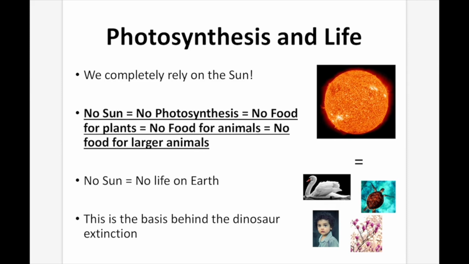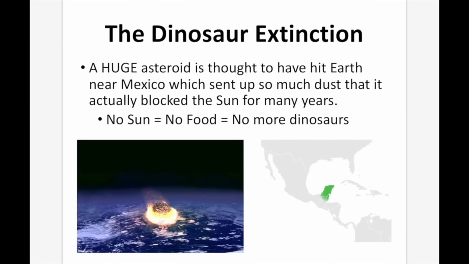And this is the basis behind the dinosaur extinction. What is thought to have happened is that a huge asteroid hit Earth near Mexico, which sent up so much dust and debris that it actually blocked the sun for many years. It stopped the majority of photosynthesis from happening, which killed off a lot of the plant life, which made it so there was less food for the consumers, which made it so there was less food for the things that ate the other consumers, and so all the way up the food chain, eventually killing off a good portion of the population, including most of the dinosaurs that were present at that time.